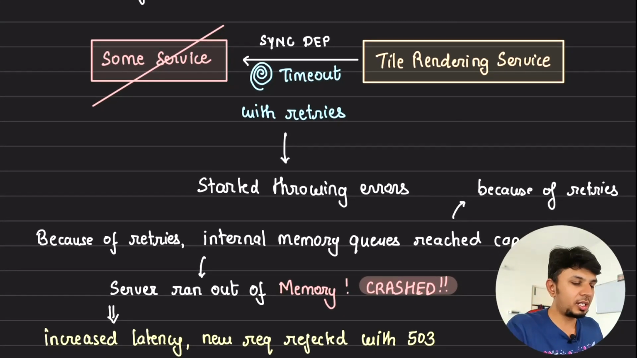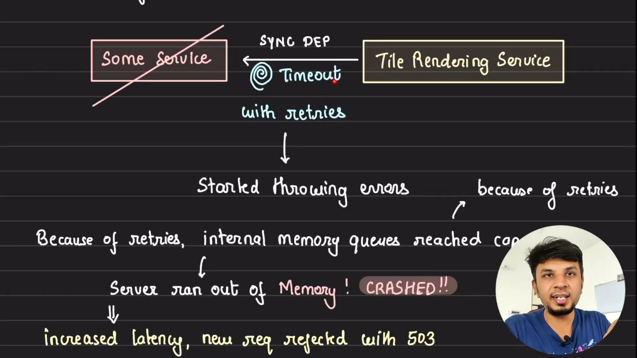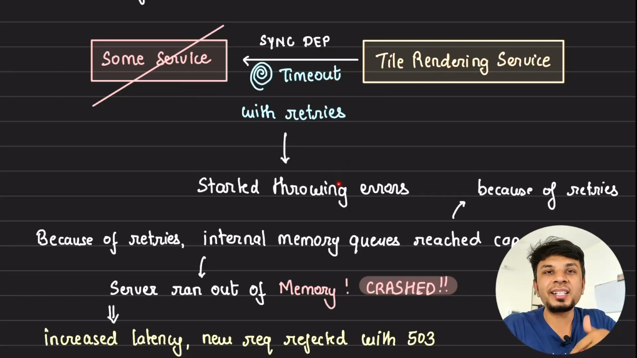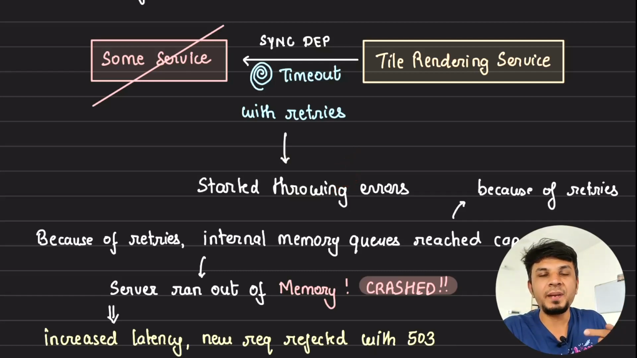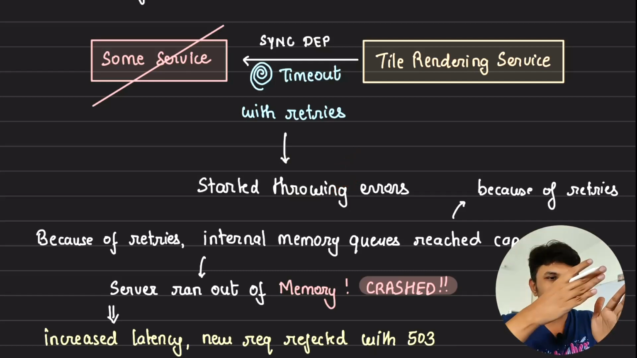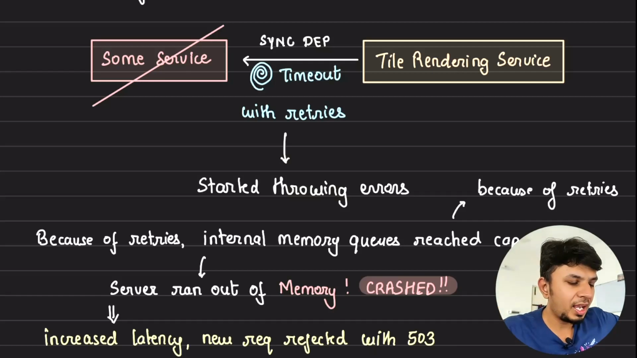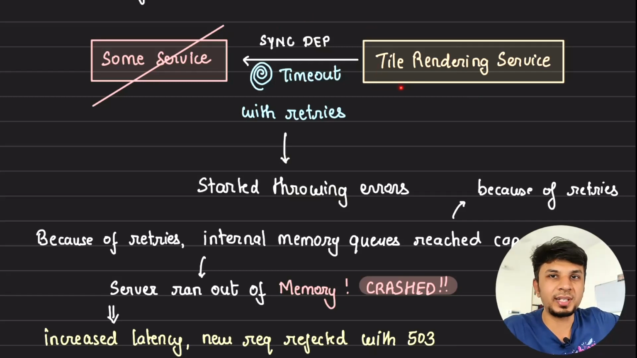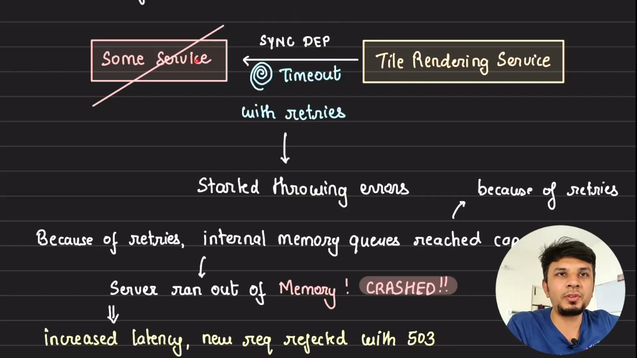Right. So because tile rendering services resulted in timeouts because of synchronous dependency on a crash service, your tile rendering service started throwing errors. I'll give you an example of how this happens. Let's say your tile rendering service, when talking to some service, has a timeout of 2 seconds with 3 retries, right? So it would make a call to some service, wait for 2 seconds to get a response and then retry. How many times? 3 times.